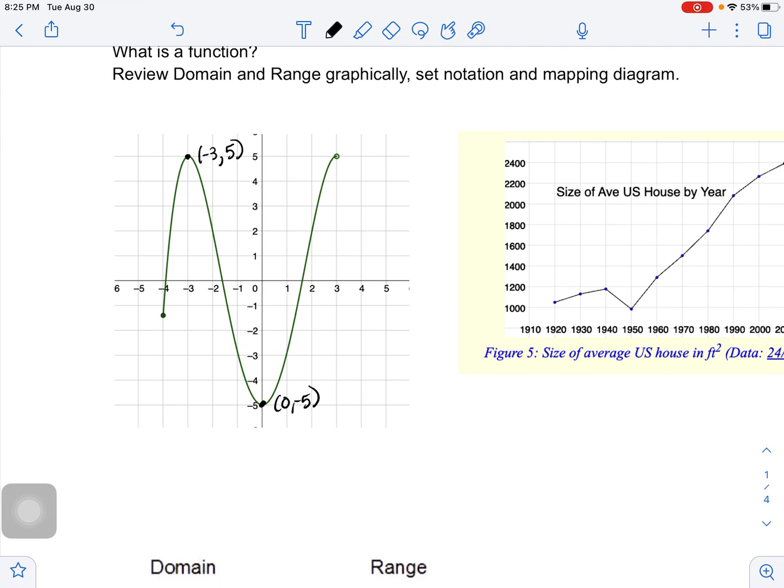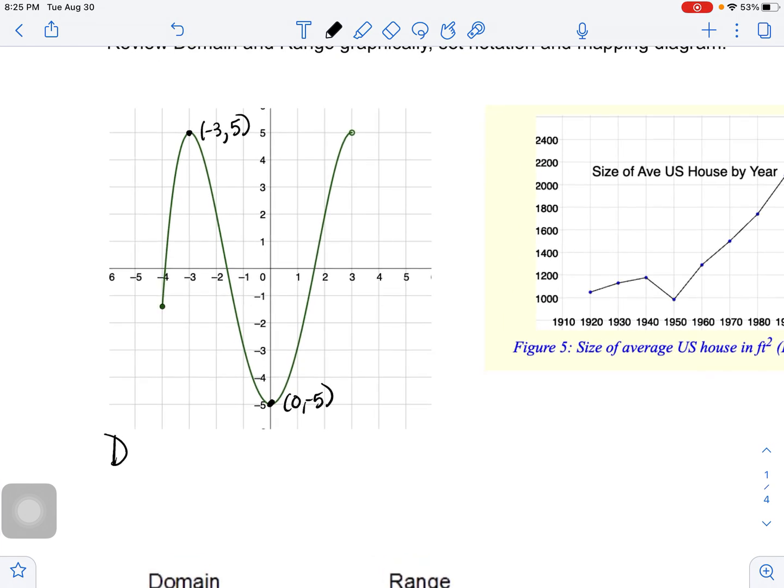Once we know that, we can go ahead and describe the domain and range. And we did that in Topic 1.1 using interval notation. So the domain here would be from -4 to 3. And we recall brackets to include -4, parentheses to not include 3. The range: lowest y, -5, highest y, +5.